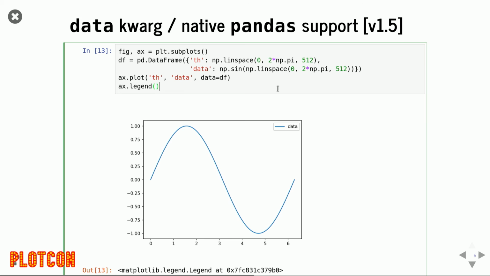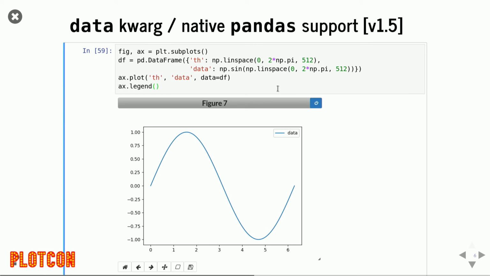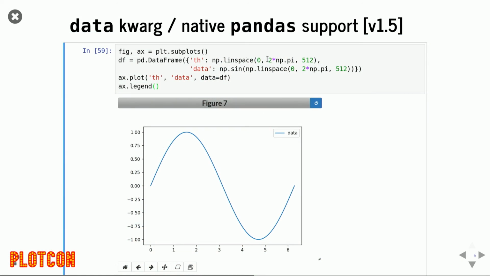Something else that's in 1.5 that we'd like to encourage people to use more, at Fernando's great urging, is that almost all of the plotting functions now take a data kwarg. The thing that goes in there is anything that supports getitem with a string, and it returns something that looks like a NumPy array. In this example, we've got a data frame which just has angles and some trig in it. If you just do plot th data and then data equals df, we extract the label correctly, and the plot shows up as you'd expect.